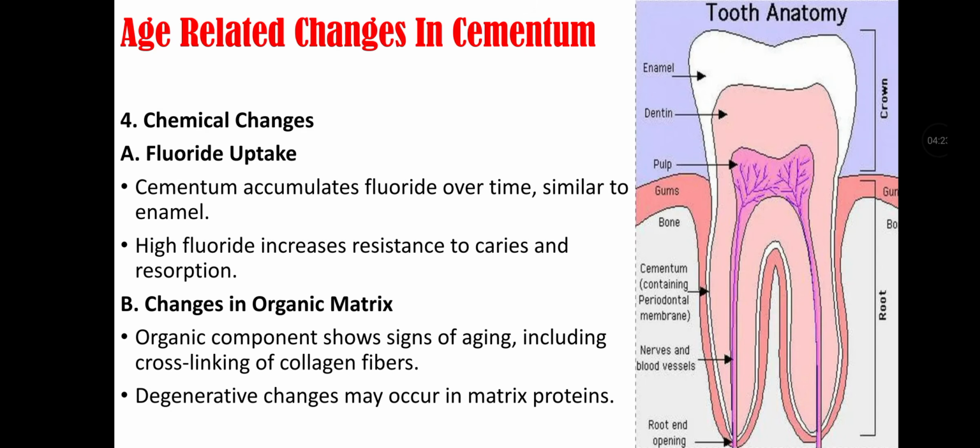Fourth changes are chemical changes that include fluoride uptake and changes in organic matrix. First is fluoride uptake. Cementum accumulates fluoride over time, similar to enamel, and high fluoride increases resistance to caries and resorption. Second is changes in organic matrix. The organic components show signs of aging, including cross-linking of collagen fibers, and degenerative changes may occur in matrix proteins.